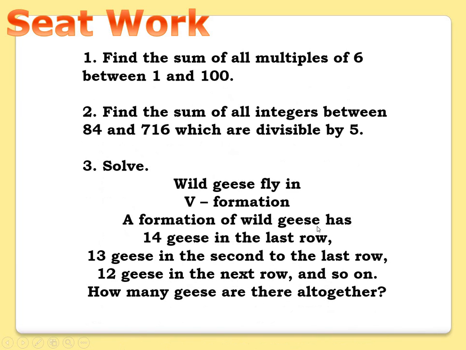And for the seat work, you can answer this also. Find the sum of all multiples of 6 between 1 and 100. Find the sum of all integers between 84 and 716 which are divisible by 5. And lastly, solve. Wild geese fly in V formation. A formation of wild geese has 14 geese in the last row, 13 geese in the second to the last row, 12 geese in the next row, and so on. How many geese are there all together?